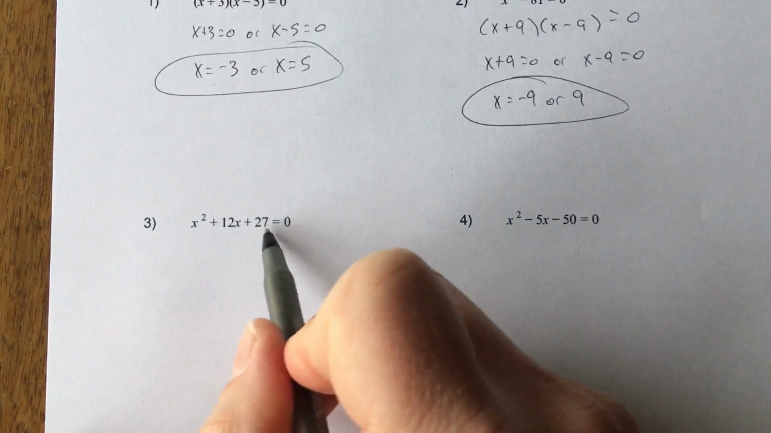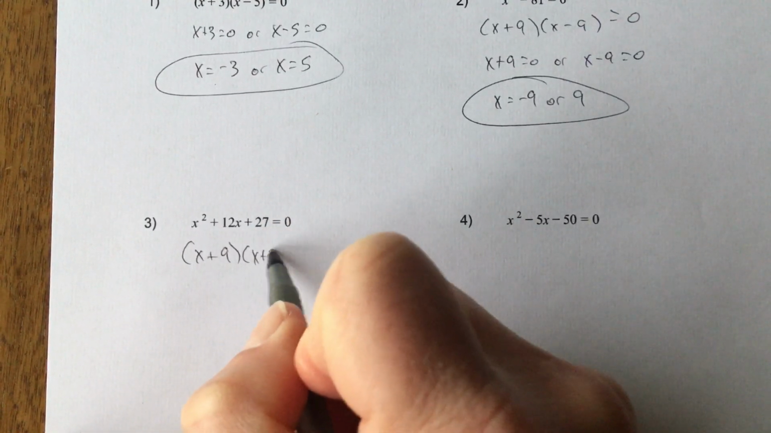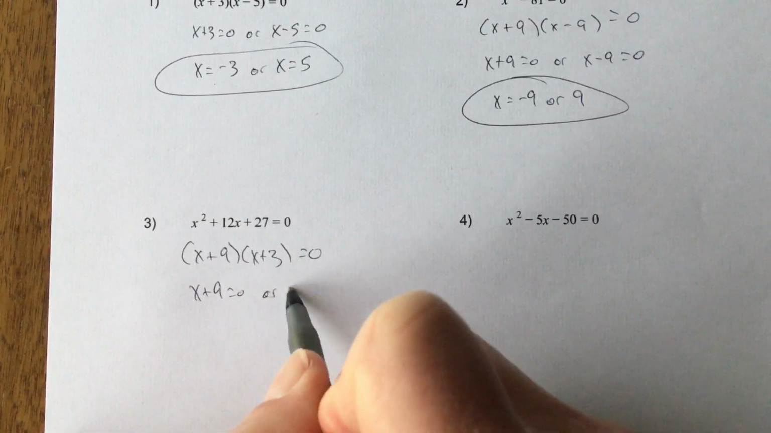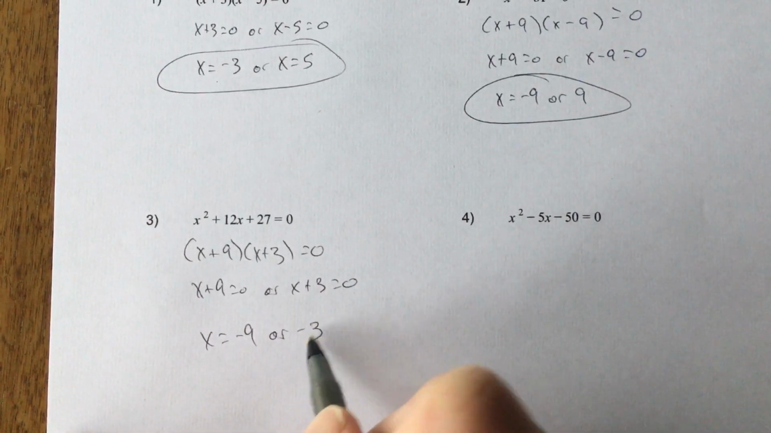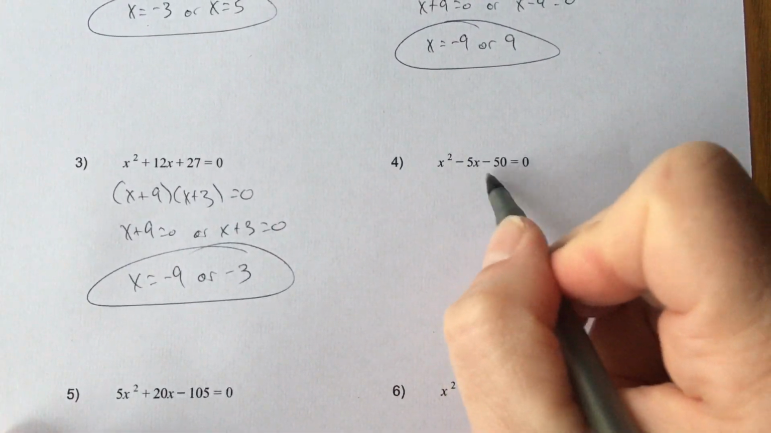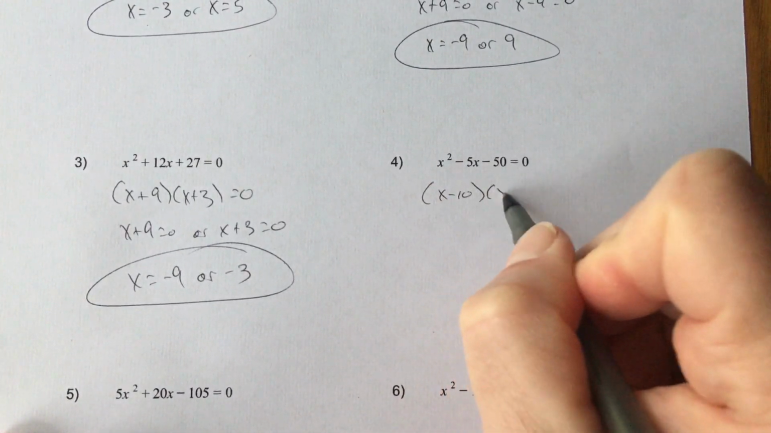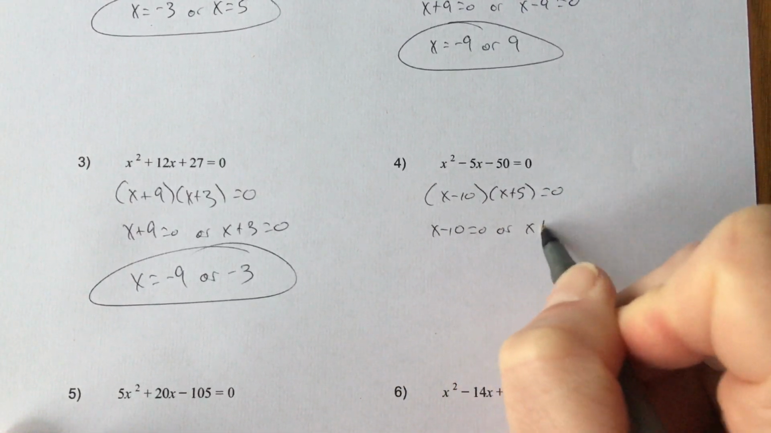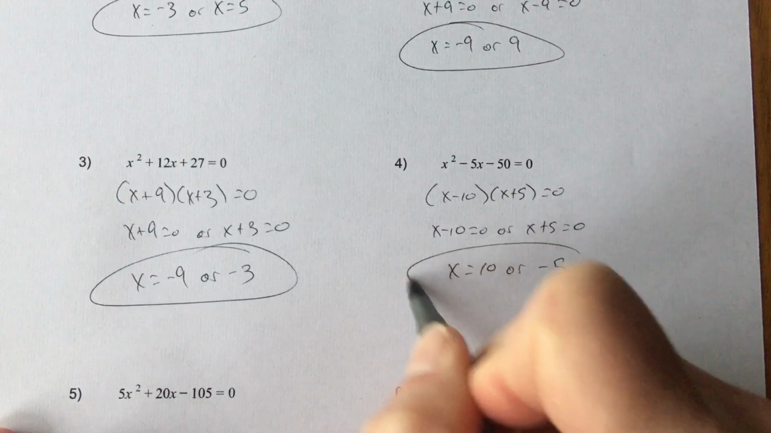For this one, we're looking for two numbers that multiply equal 27, add equal 12. That's 9 and 3. So x plus 9 equals 0 or x plus 3 equals 0. So we get negative 9 or negative 3. All right. For this one here, I'm looking for two numbers that multiply to equal negative 50 and add to equal negative 5. Those numbers are negative 10 and positive 5. So either x minus 10 equals 0 or x plus 5 equals 0. So we get x equal to 10 or negative 5.